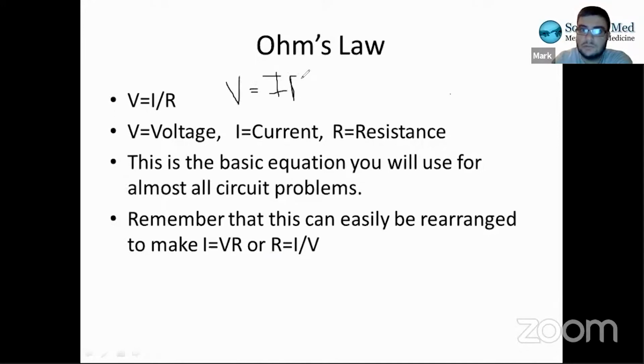I believe it should be V equals IR. Sorry about that. Let me just double check, but I'm pretty confident it's V equals IR. Yeah, it's V equals IR. I'm sorry, this was a mistake, and I'll fix it right now.